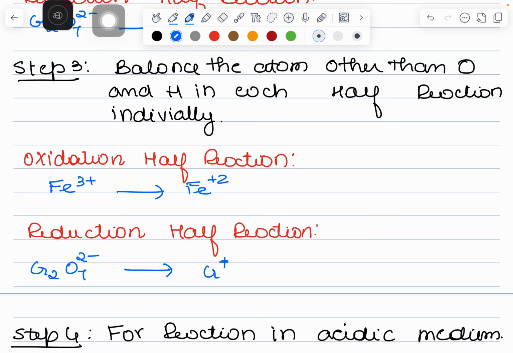Here in the reduction half cell, Cr2O7 2- undergoes change to Cr3+. Right now we are not supposed to balance oxygen, we have to balance the other atoms. Here we have chromium 2, so we have to balance this side as 2 chromium. So now both the half reactions are balanced.